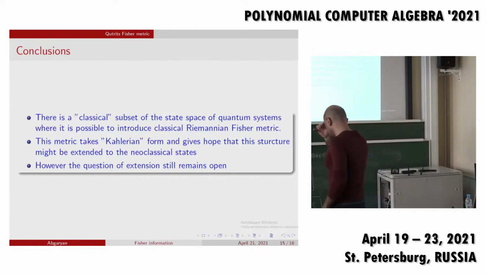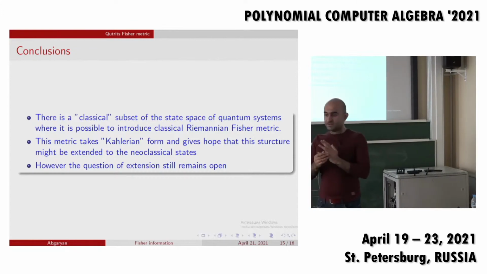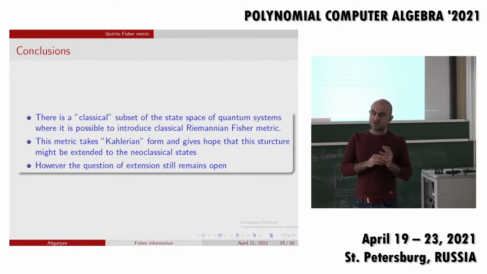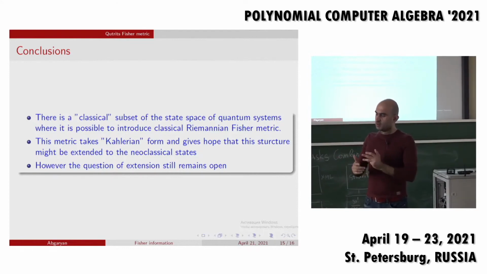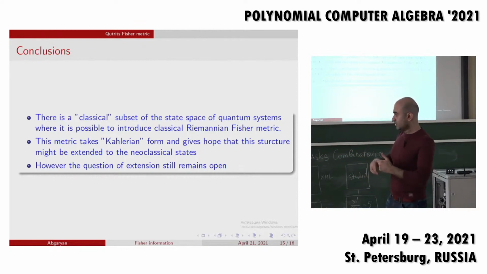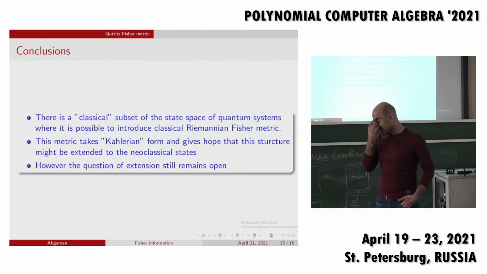Now, I want to conclude and say the following. First, we want to map some set of states to classical density functions space. Then we want to introduce classical Fisher information on this state space. Next, we provided a way to compute everything for this metric. Second, we ask, is it possible to extend this definition to the whole state space? The answer is yet unknown.